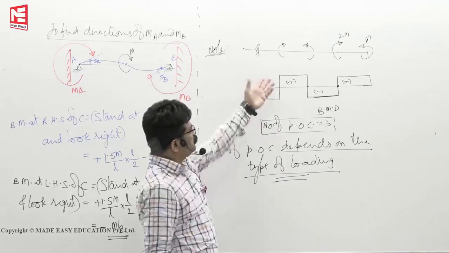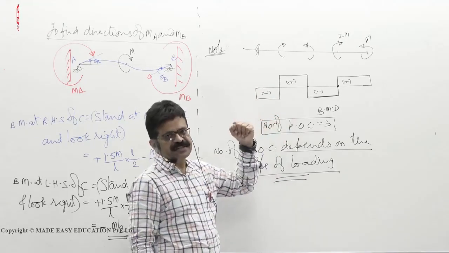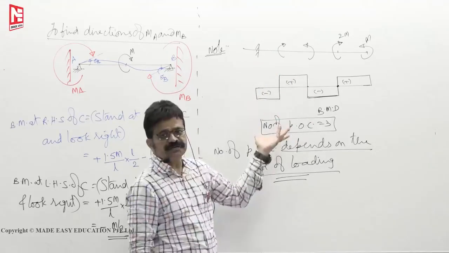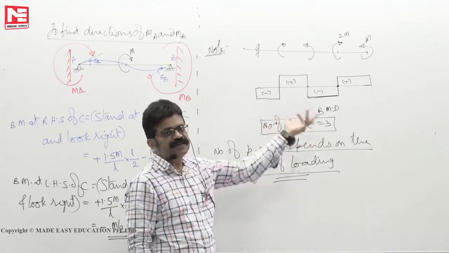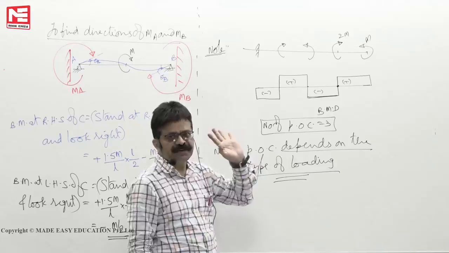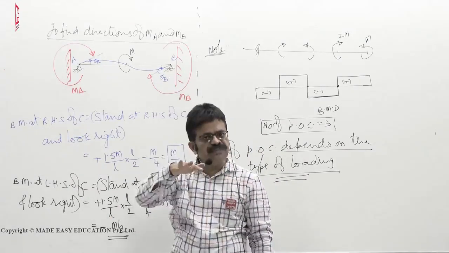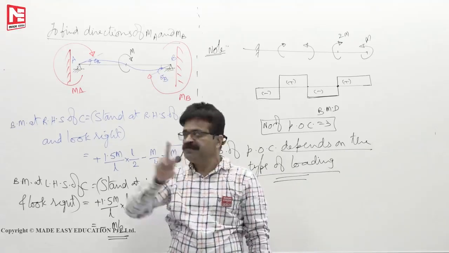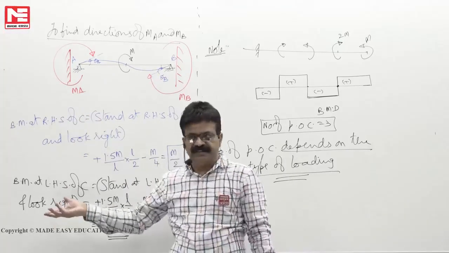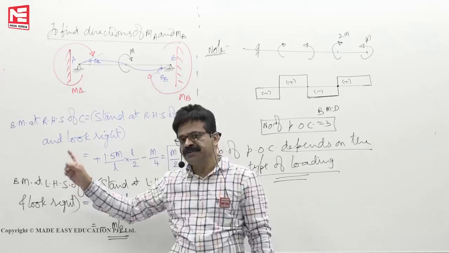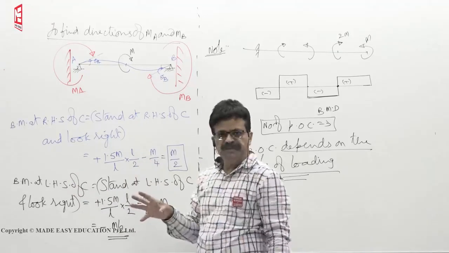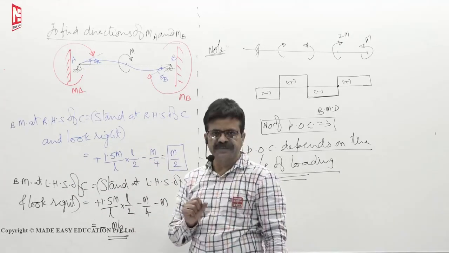So you see, in the cantilever also we made 3 POC. I can make 4 also, I can make 1 also, I can make 0 also, depending on the type of loading. That's why in fixed beams subjected to downward loading, POC are only 2. If you have a moment, it can be 3, as you have seen here, number of POC are 3. So the number of POC is a function of the type of loading. Clear?